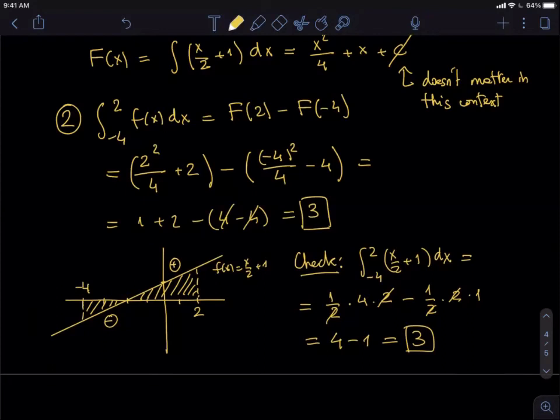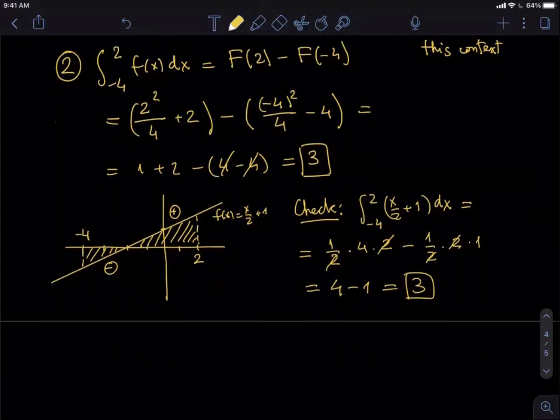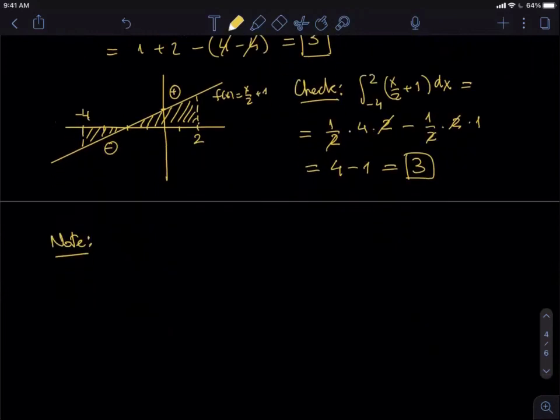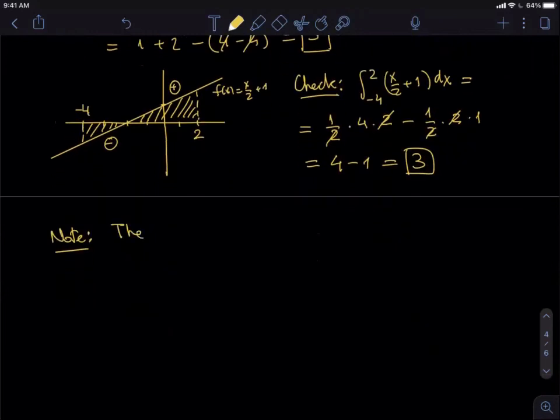Usually when you test a new method, you test it on some function where you can compare with what you were previously using. Here I want to emphasize that the choice of the constant in the antiderivative doesn't matter.